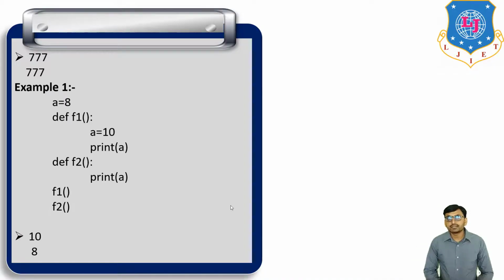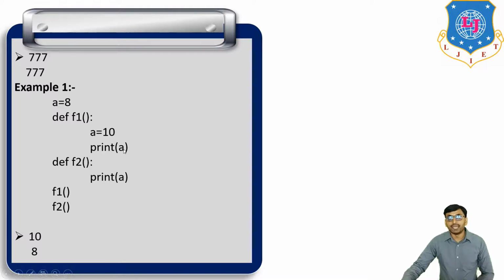Now we discuss two examples for practice purposes. Example number 1, a is equal to 8, declared outside the function. So a is equal to 8, that is a global variable. Now def f1, then a is equal to 10. It is declared inside the function, so a is equal to 10 is a local variable. This a is equal to 8, global variable. A is equal to 10, local variable.